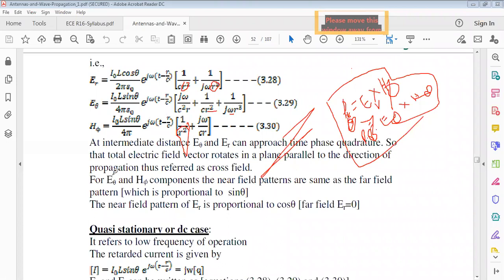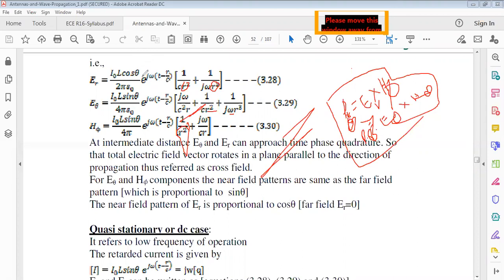They try to explain to us that the E theta and H phi components of the near field patterns are the same as the far field patterns. These are the same terms. These two terms match after multiplication. The near field pattern of E R is proportional to cos theta.